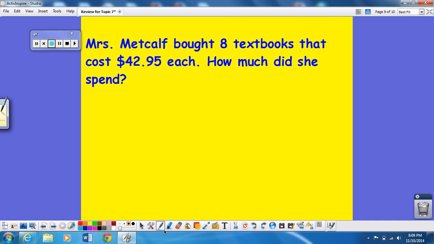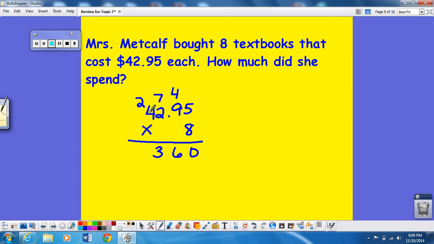All right, Miss Metcalf bought 8 textbooks that cost $42.95 each. How much did she spend? Again, we're buying something, and we're buying a quantity of them, so we know we're going to multiply. So $42.95 times 8. 8 times, forget your decimal, 8 times 5 is 40. 8 times 9 is 72, plus 4 is 76. 8 times 2 is 16, plus 7 is 23. 8 times 4 is 32, plus 2 is 34.